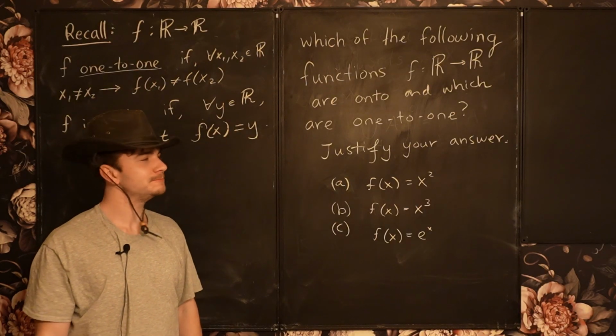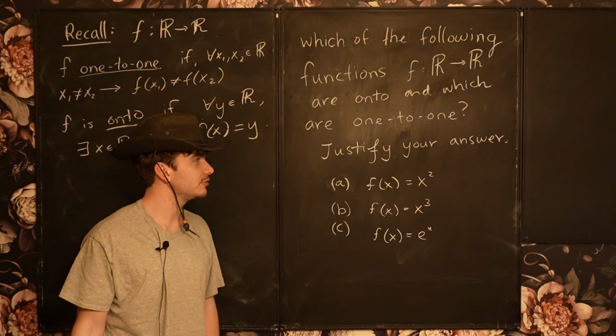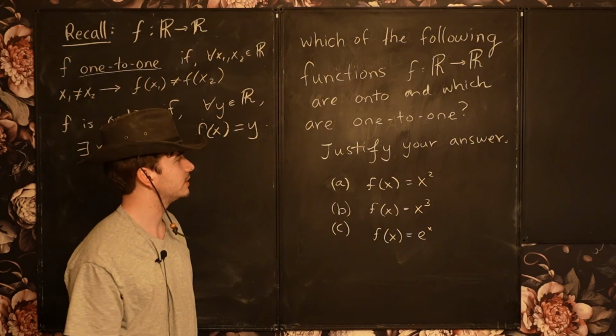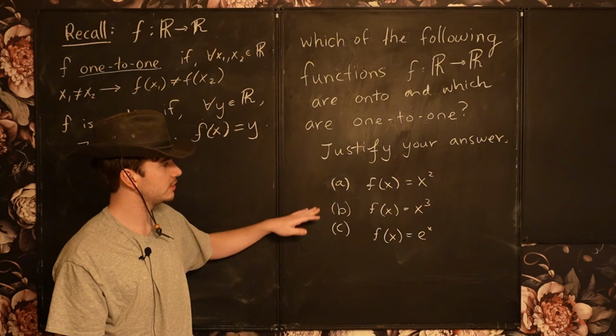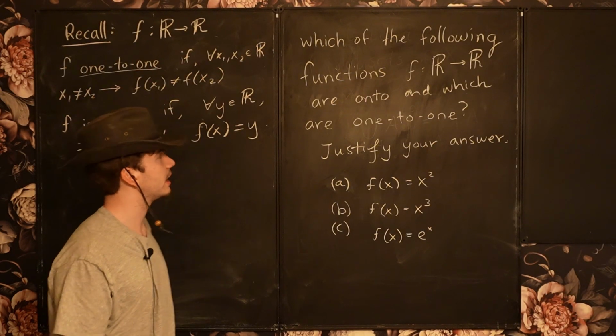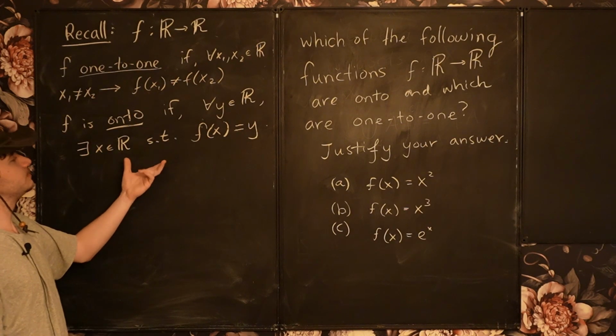About this problem. Which of the following functions f from R to R are onto and which are 1 to 1? Justify your answer. x squared, x cubed, e to the x. We're going to first recall some definitions.